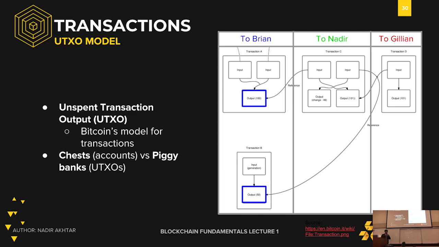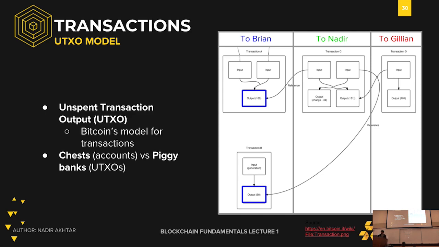After every transaction, when you receive money, you put the money you receive into a little piggy bank, a ceramic piggy bank. And every time you want to spend that money, you crack open the piggy bank and you give the money to whoever you want. The remaining money, you don't put back in the broken piggy bank, you put it in a new piggy bank, which is known in Bitcoin as a change address.